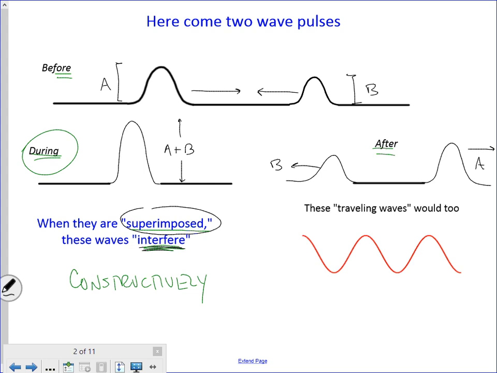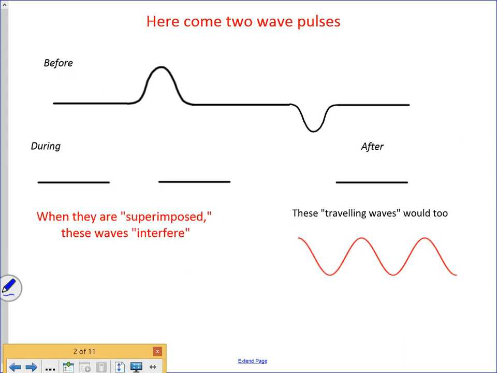And this wave that's already on the board would interfere constructively with another wave that, say, would look like that. We line up peaks with peaks and troughs with troughs, and peaks with peaks and troughs with troughs. And that gives us, at all instances, constructive interference. Okay? Fair enough? Good. Next.